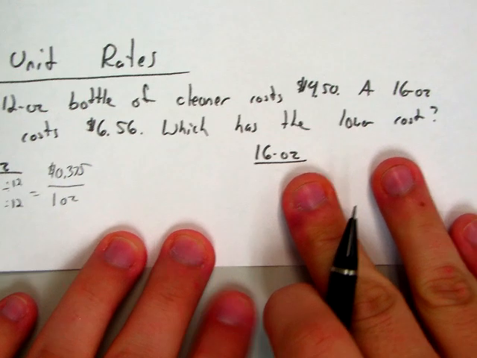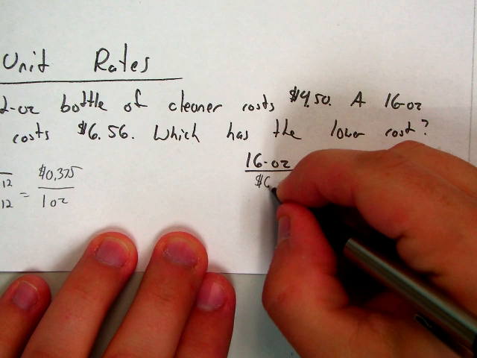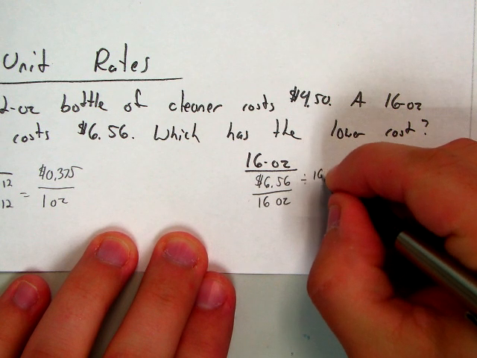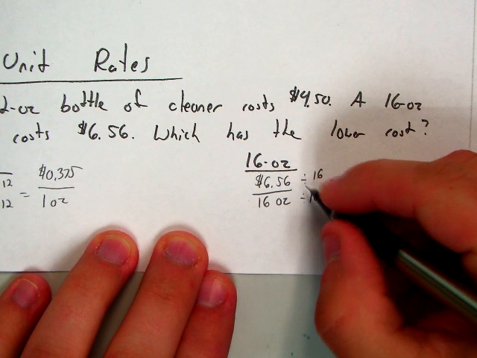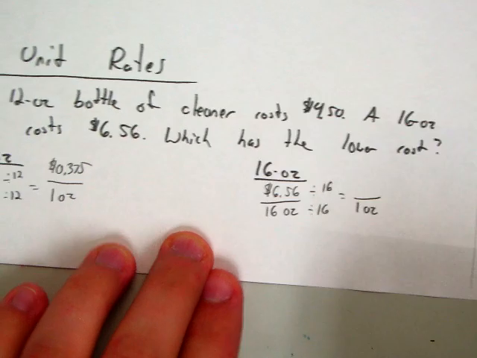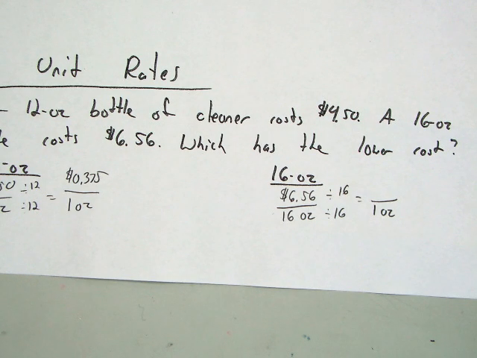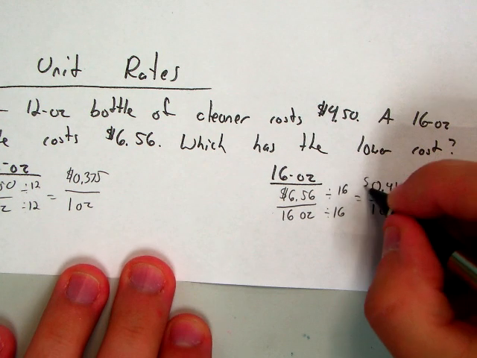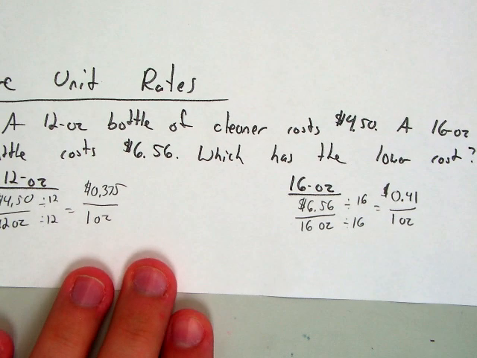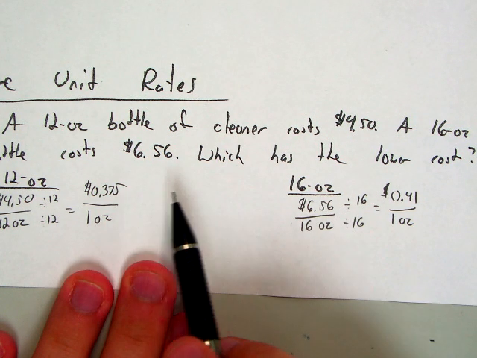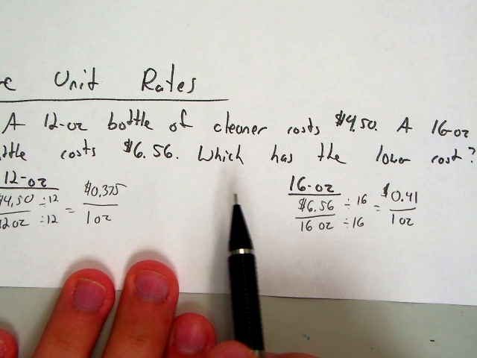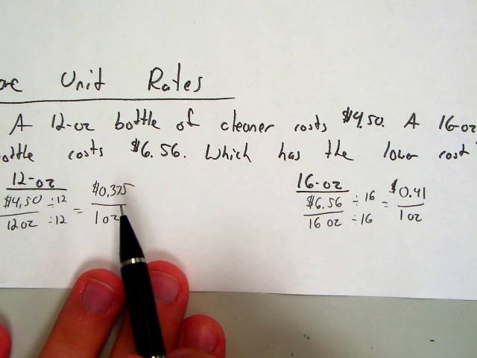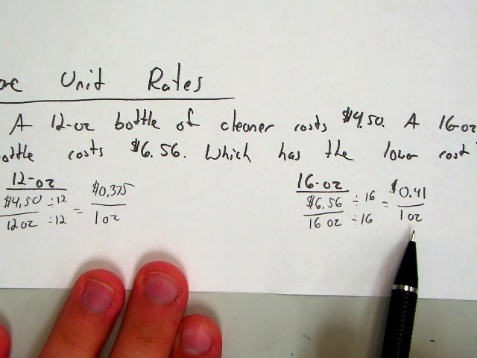This 16-ounce bottle is going to give me $6.56 over 16 ounces. Again, I want to divide by the denominator. So in the denominator now, it's going to be 1 ounce. And $6.56 divided by 16 is 0.41. So now that we have our unit rates, I can simply compare the numerators to figure out which one is better. So the 12-ounce bottle has a lower cost per ounce because it's about 38 cents per ounce, where the 16-ounce bottle is 41 cents per ounce.